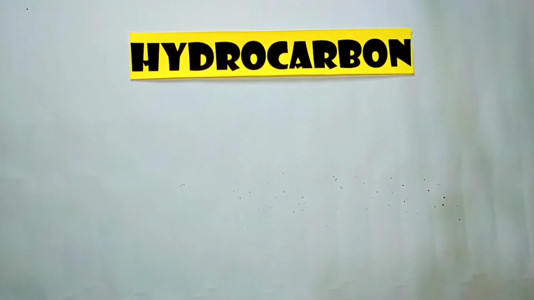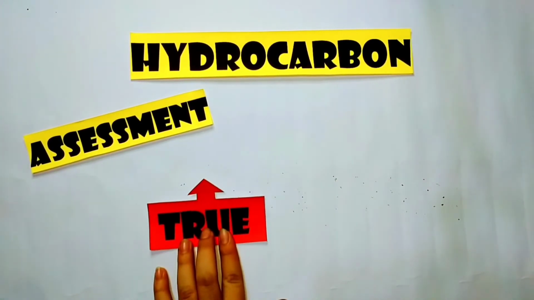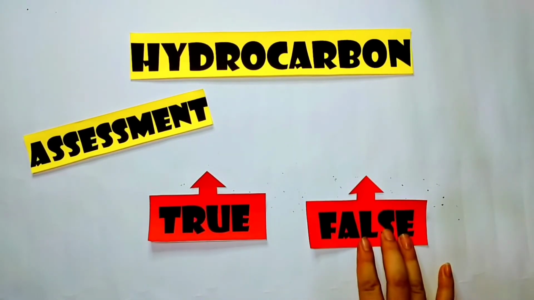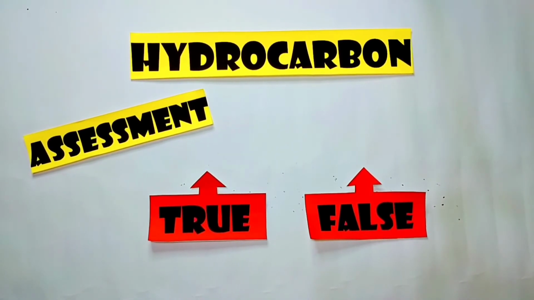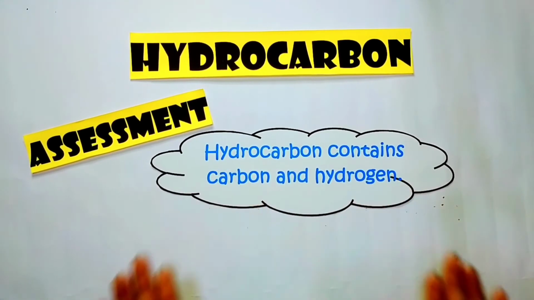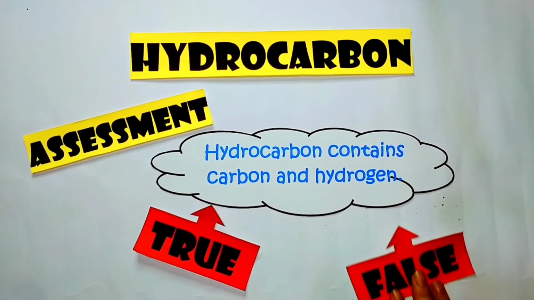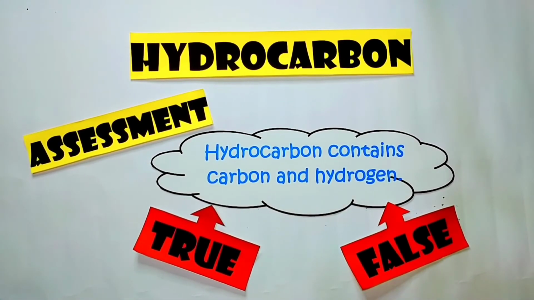I want to assess your learning. Say true if the statement is correct and false if the statement is incorrect. First statement says, hydrocarbon contains carbon and hydrogen. True or false? The answer is true.